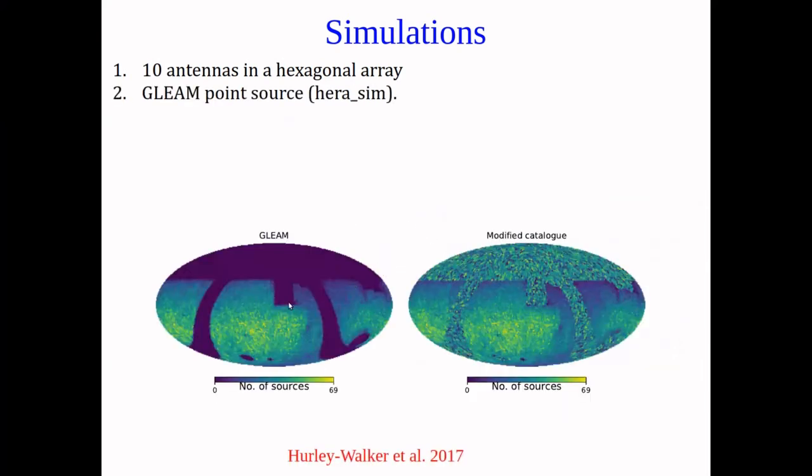Next, we introduce a point source model. We have used the GLEAM catalog, and there are some blank regions in the GLEAM survey, but we filled these blank pixels from the neighboring field region, and we introduced a modified catalog for the GLEAM survey, and we use this in our simulation.